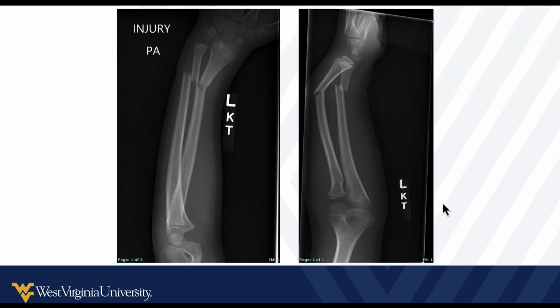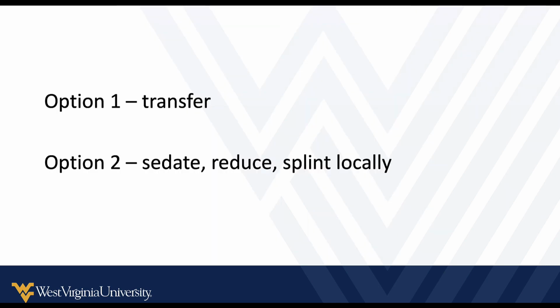So we've got a kind of distal third both bone forearm fracture. It's pretty significantly angulated and displaced. There's no hidden injuries here. There's nothing subtle about this, okay? Now let's just talk about what are we going to do with this.